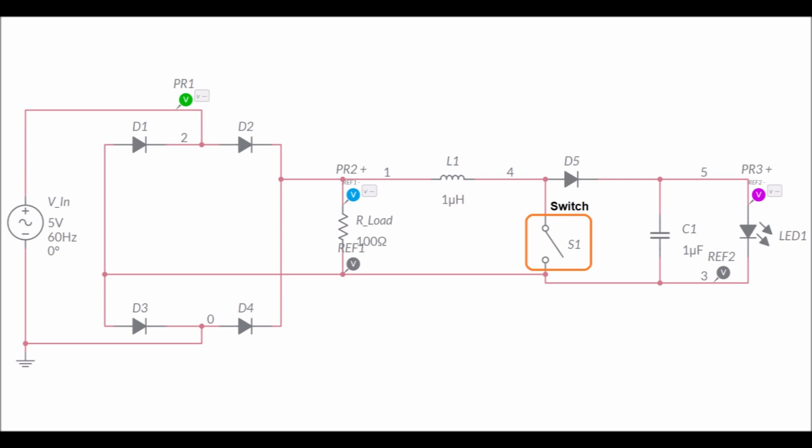When the switch is open, the circuit operates normally. The rectified DC power flows through the inductor and the blocking diode, allowing the capacitor to charge. As the capacitor charges, it supplies voltage to the LED, causing it to turn on. This represents the normal condition where energy generated by the windmill is delivered to the load.